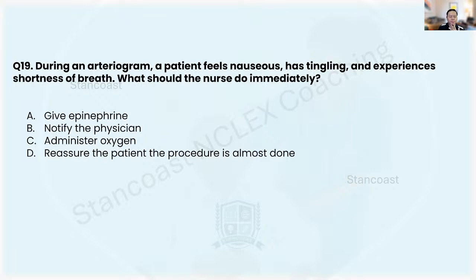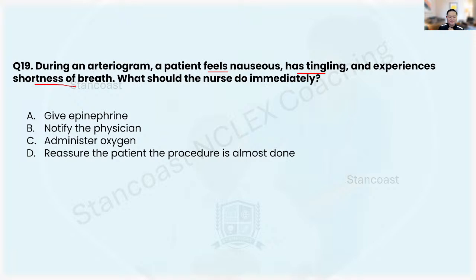But I really want you to start with the process, nursing process here. Don't immediately jump into the gun. Okay? Don't jump into the gun. Okay. Our manifestations here: nausea, tingling, shortness of breath.